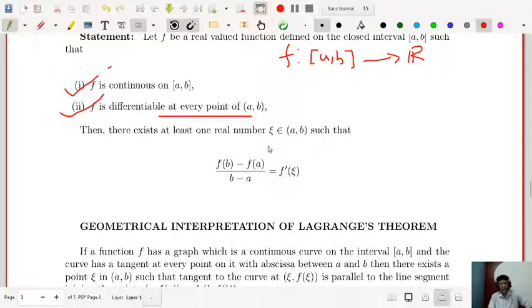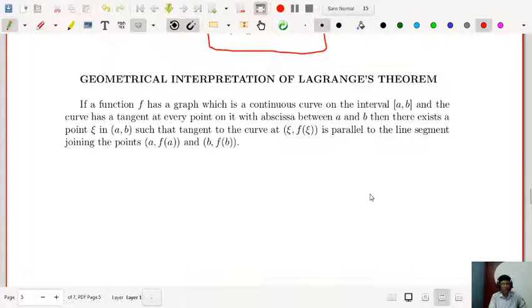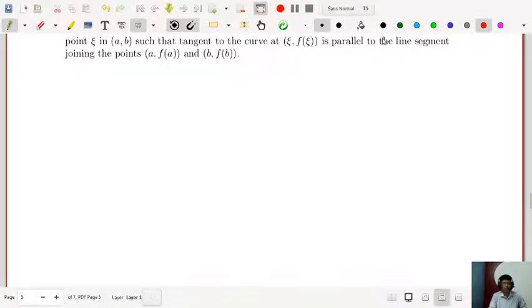Then there exists at least one point xi belonging to (a, b), such that (f(b) minus f(a)) by (b minus a) equals f dash xi. Okay, so this is the statement of Lagrange's theorem. Already I explained continuity and differentiability. Now I will explain this part with the help of the geometrical interpretation. Let me give you the geometrical interpretation. Let us first draw the diagram.